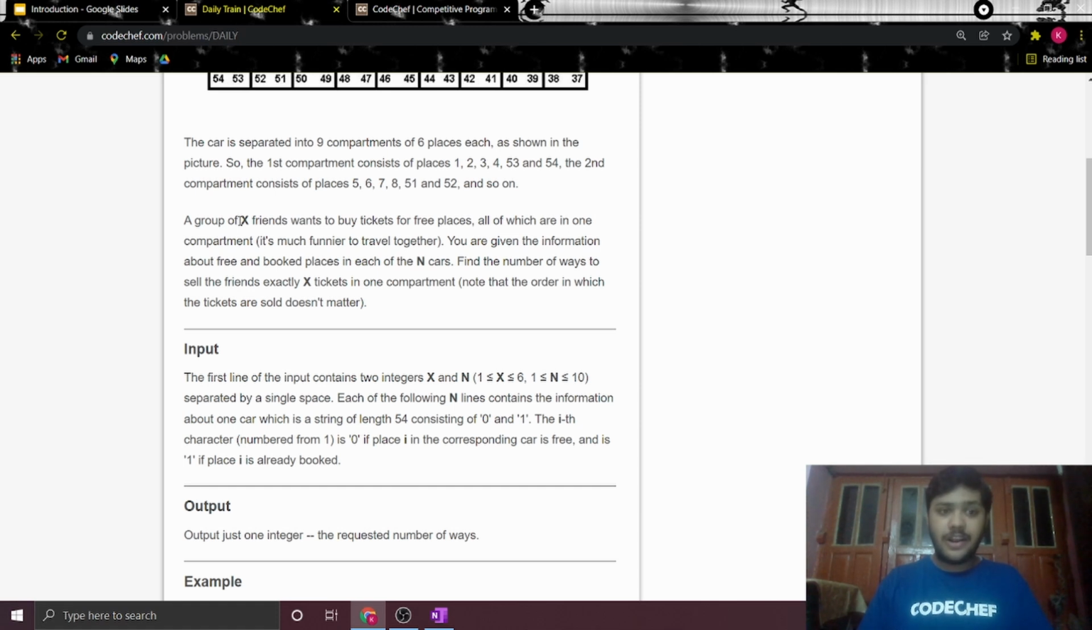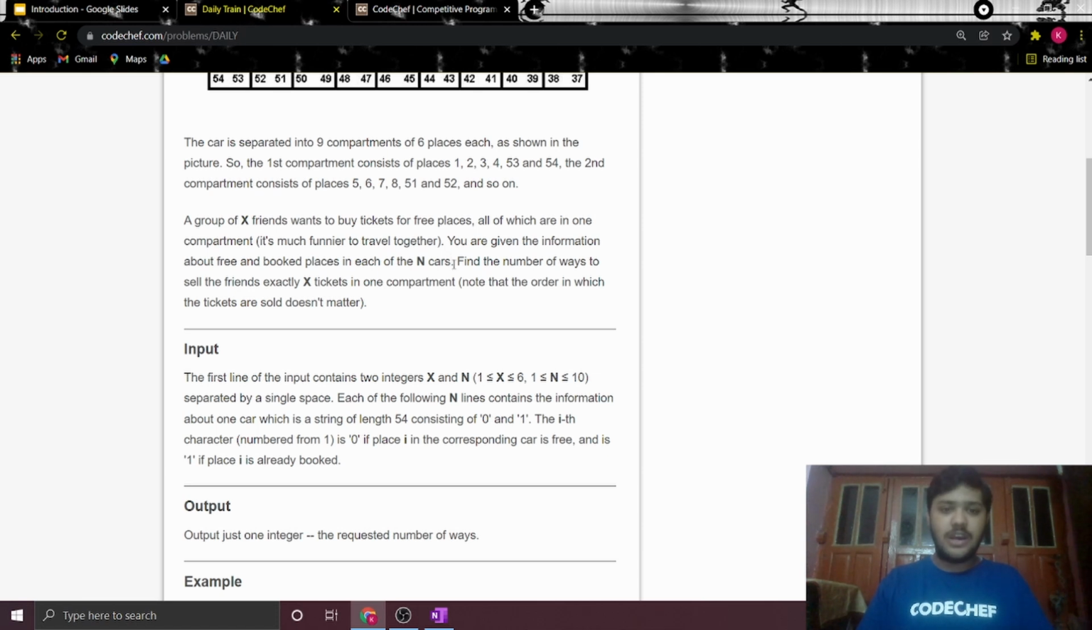So basically there are X friends. They want to buy tickets for free places which are in the same compartment. In a compartment there are 6 seats and in a car there are 9 compartments. It's much funnier to travel together. So basically they want to buy tickets in the same compartment because they would have fun. You are given the information about the free and booked places in each of the n cars.